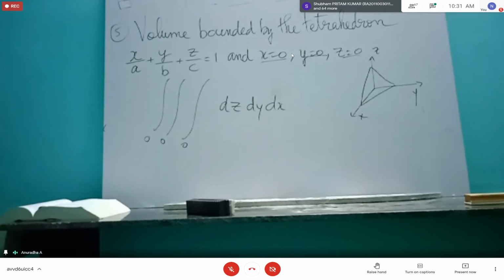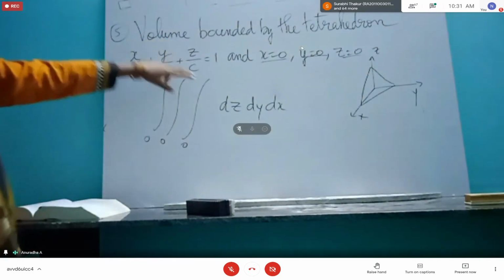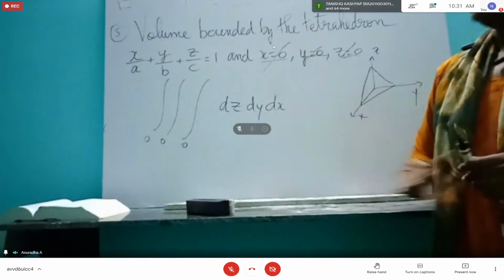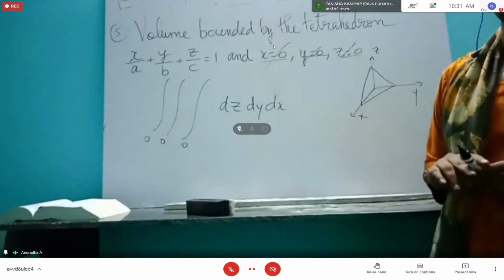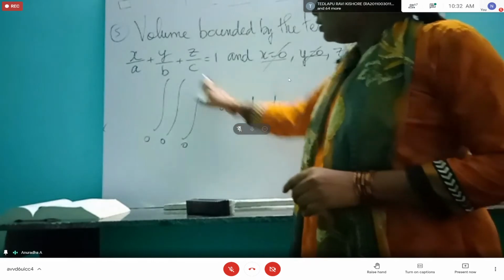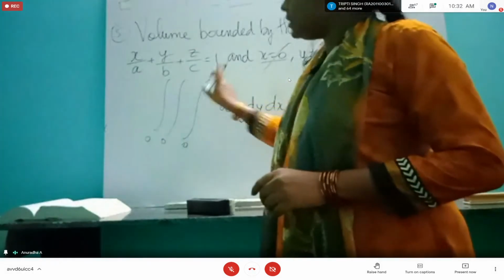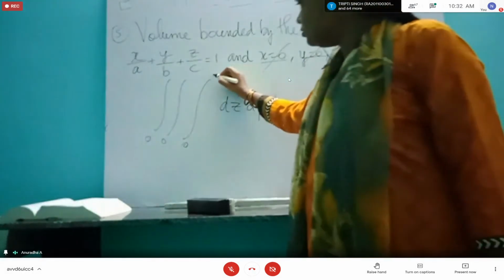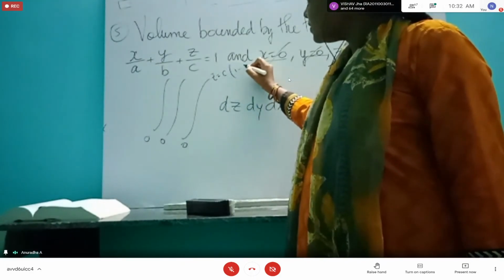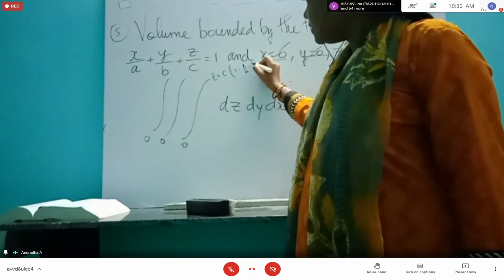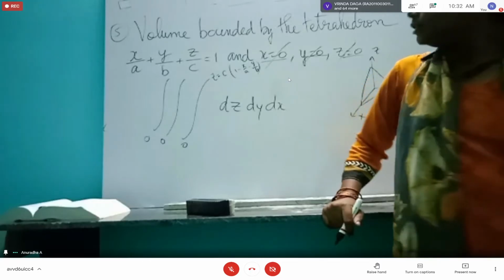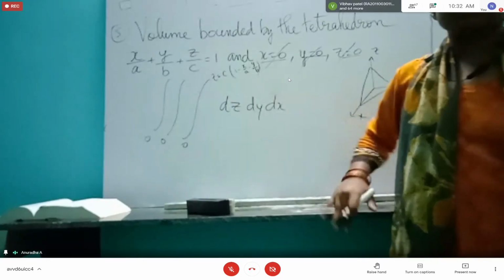What you have to do is, these things we have now done. The lower limits we have written. The upper limits come from the same equation. So you find what z is, because z is the innermost integral. What is z from here? You find it right here. So z will be equal to c times 1 minus x by a minus y by b. Now, this will be the upper limit.